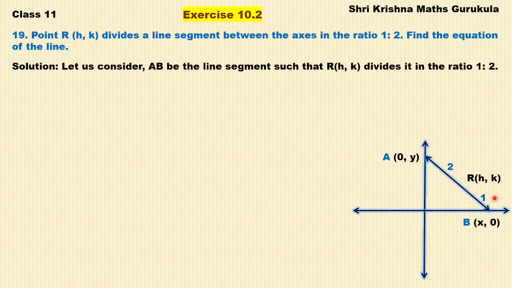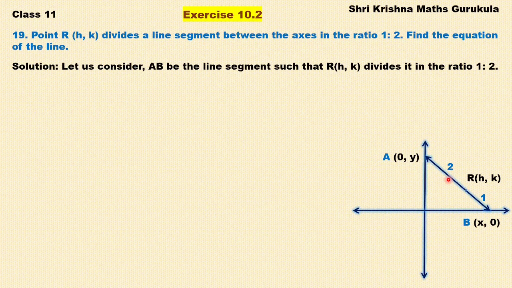Now, I have taken 2 and 1 here. How did we take that? Whenever a ratio is given and the line is between the axes, the ratio is always given from the x-axis to the y-axis. So the first ratio will be from the x-axis to the point, and the second ratio will be from this point to the y-axis. So the ratio is always from x-axis to y-axis. It is going to be wrong if you take the ratio as 1:2 here. That is why we have taken the ratio as 2:1 here. Is this clear? Why did we take 2 here and 1 here?